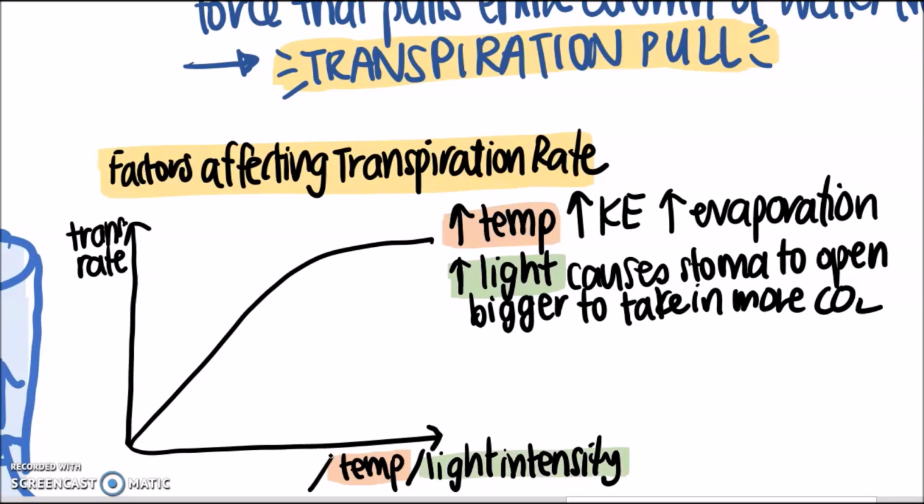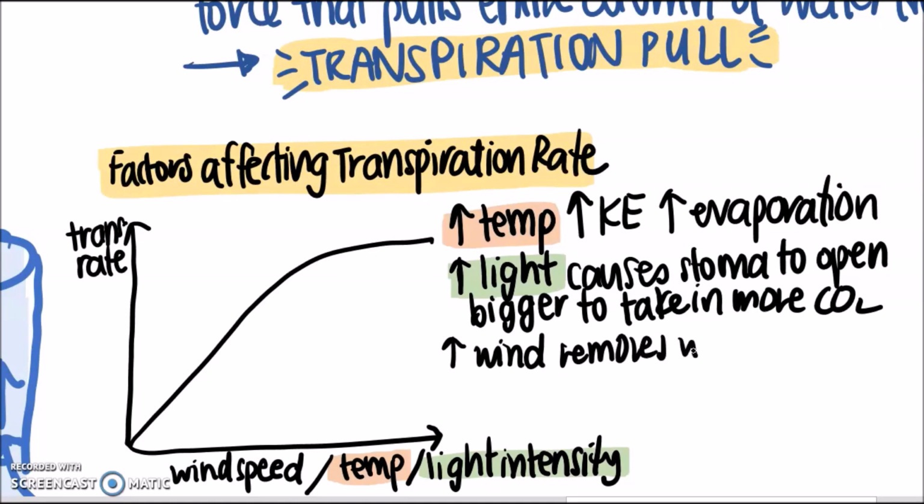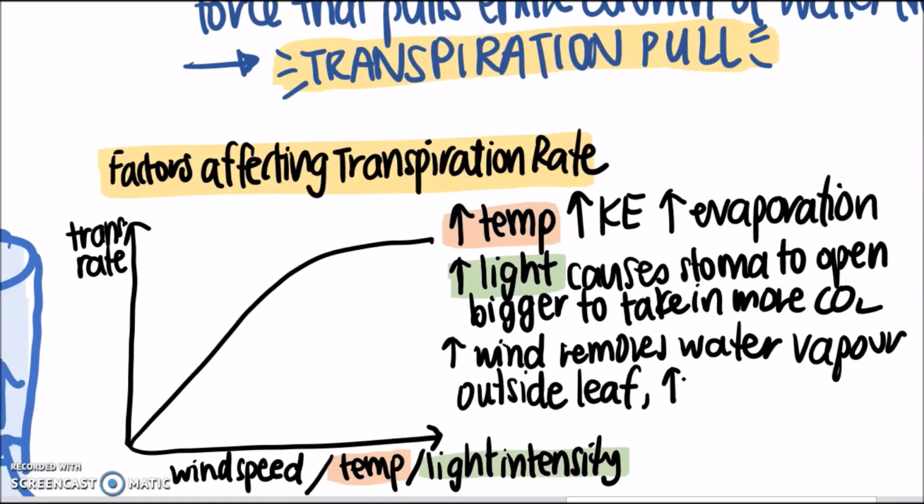Alright, so now we're going to move to wind speed. Increase in wind speed removes water vapor outside the leaf faster, and this increases diffusion. So it allows transpiration to occur faster as well, because water is constantly being removed, and then there is a very steep concentration gradient for diffusion.